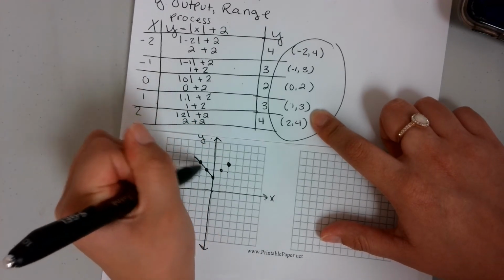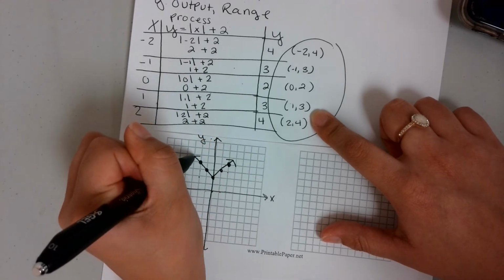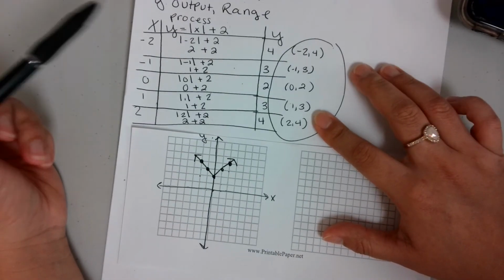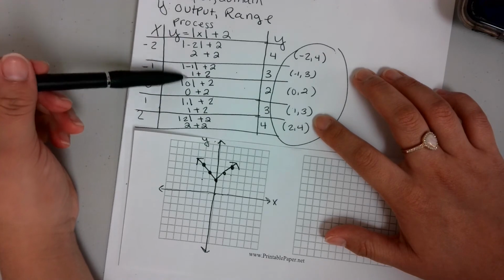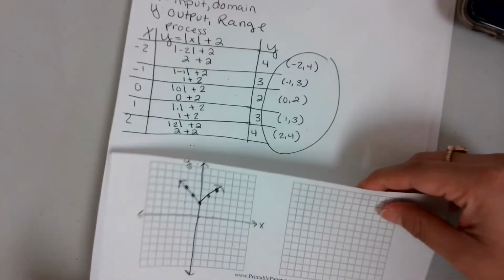And then be sure to connect your dots, and be sure to put arrows at the end because this graph continues. Okay, so that's how you want to do your process tables. Be sure you do all of your work here in the middle. All right, I'm going to do one more.